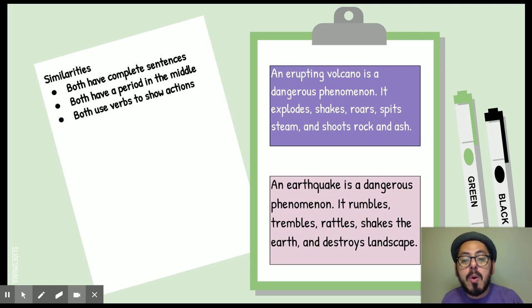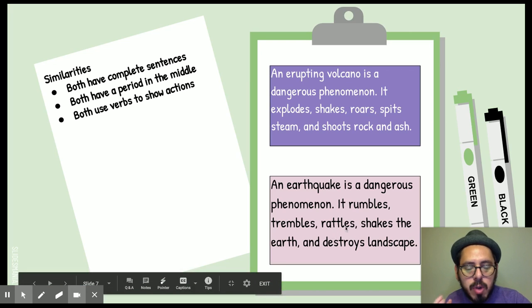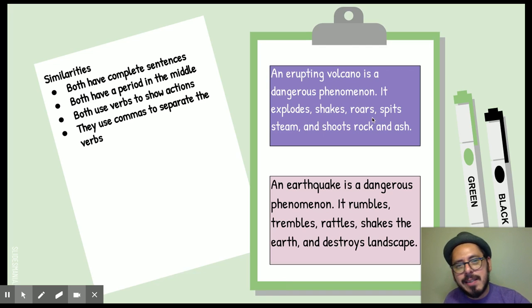All right. And then both use verbs to show actions. And that's our focus this week. So we have rumbles, trembles, rattles, shakes, and destroys. That's kind of tragic. But that's what an earthquake does. And we have the actions for the volcano too. They use commas to separate the verbs. In this case, it doesn't have to be a verb. It's just a list of things they do. So they use commas to separate each item. And both talk about natural disasters. All right? Yeah, an earthquake and a volcano. Good deal.